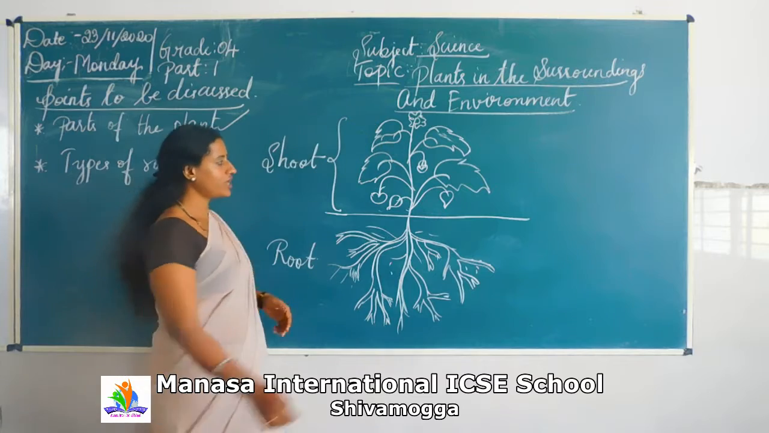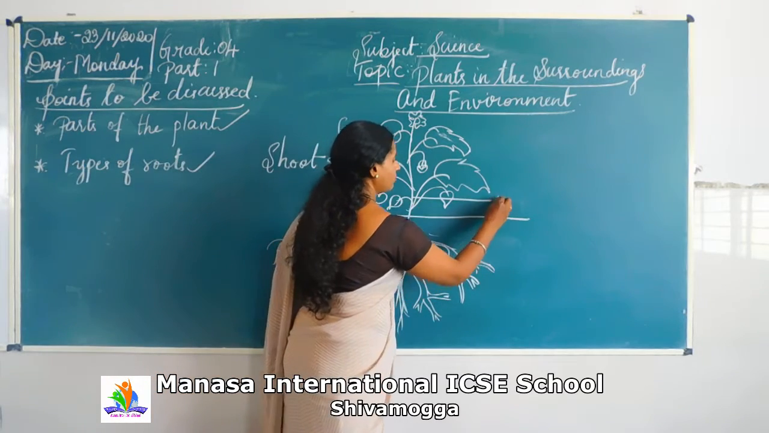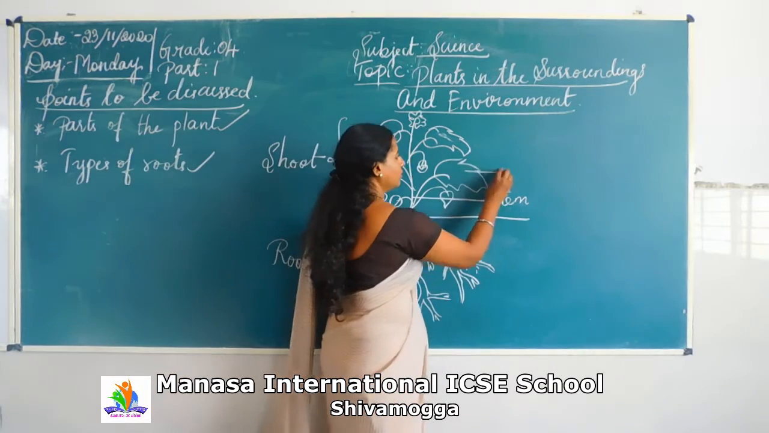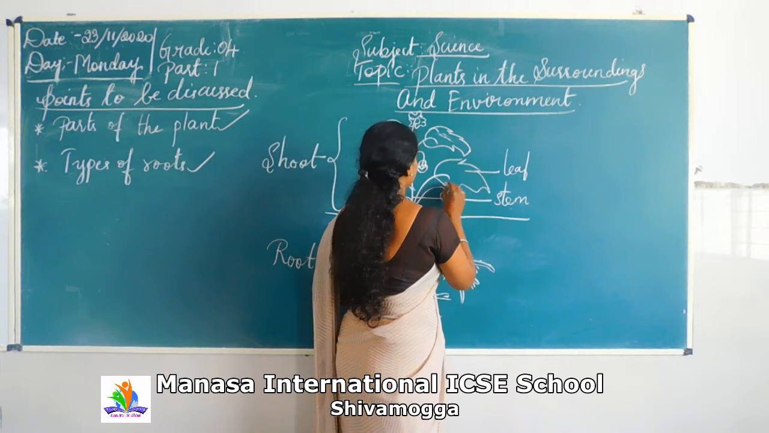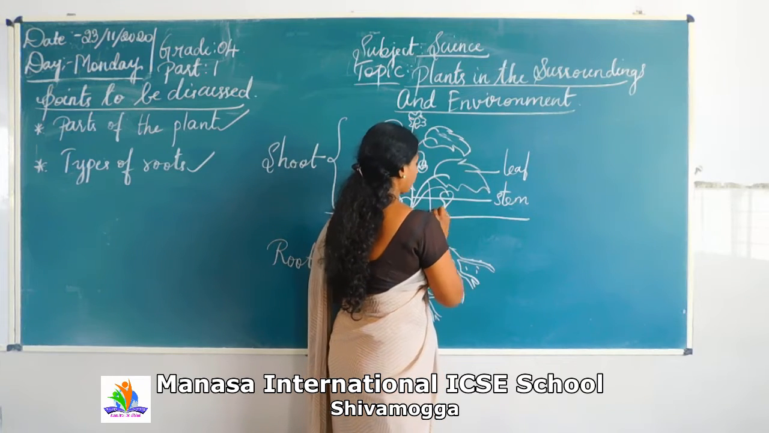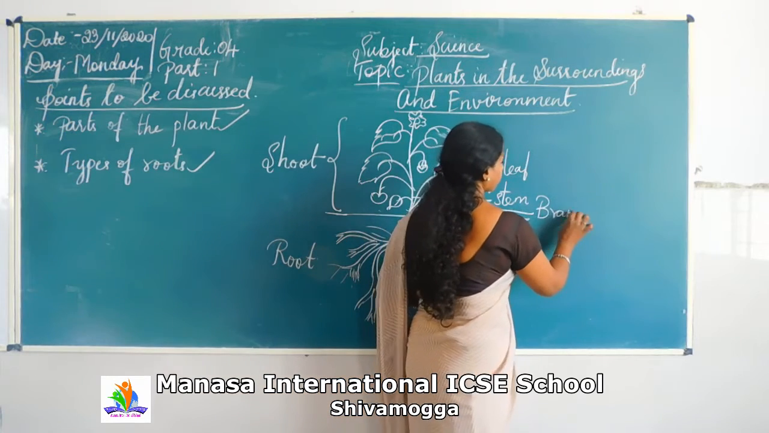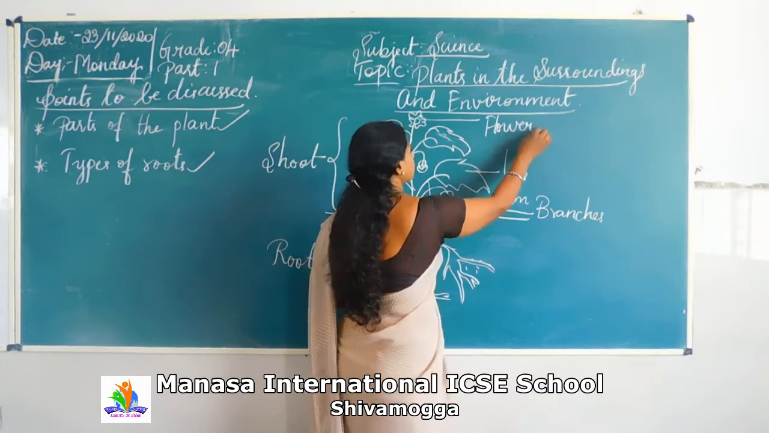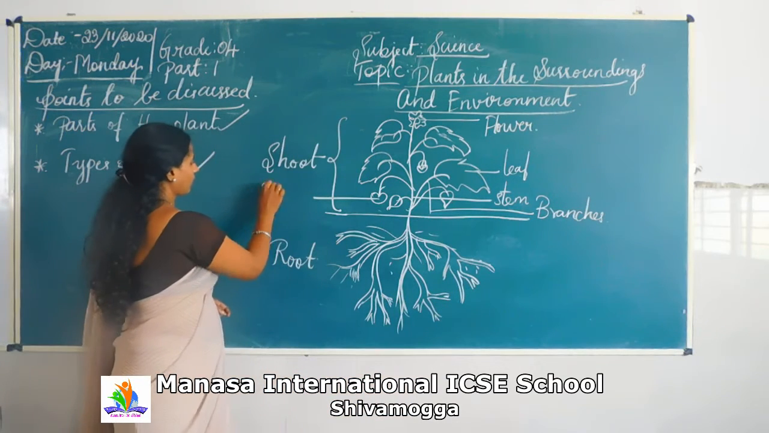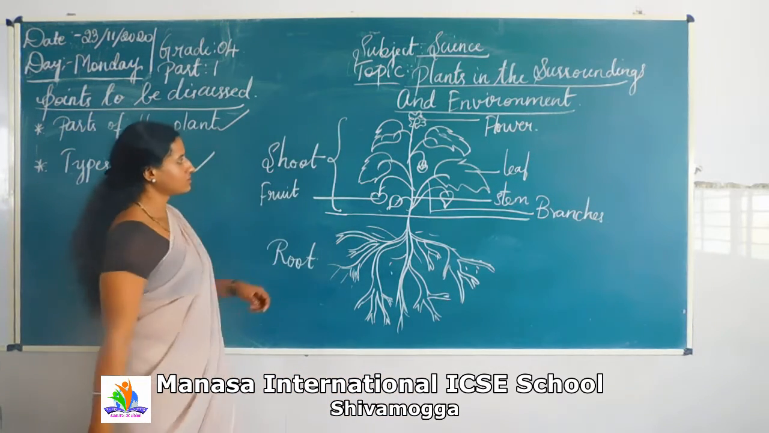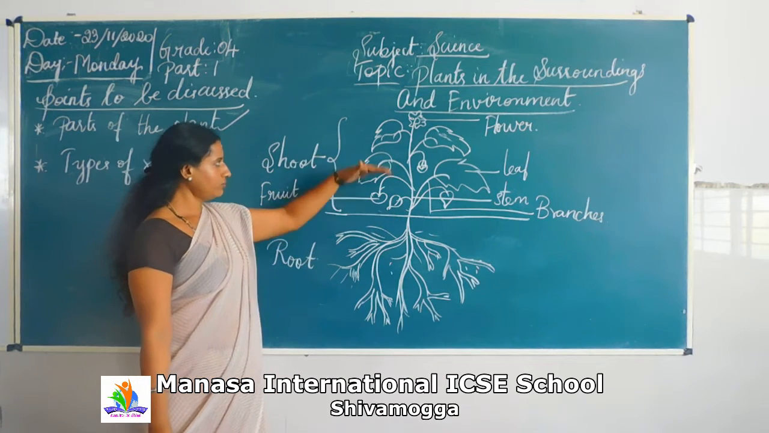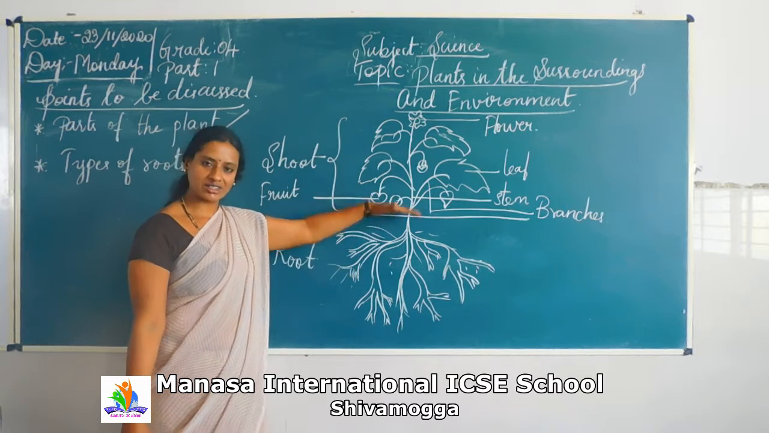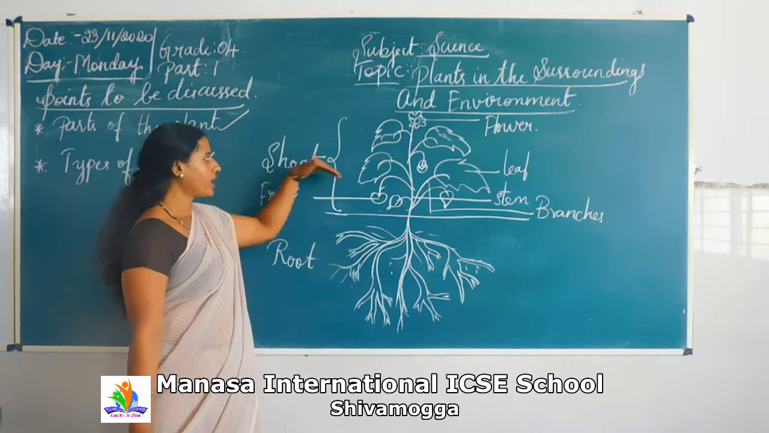Coming to the shoot part, we have basically first the stem. On the stem, there are many parts like leaves, branches, flower, fruit. Okay? Let me explain once again. The entire plant body is divided into two. First is the root part, which is found under the soil. Then the shoot part, which is seen above the soil.